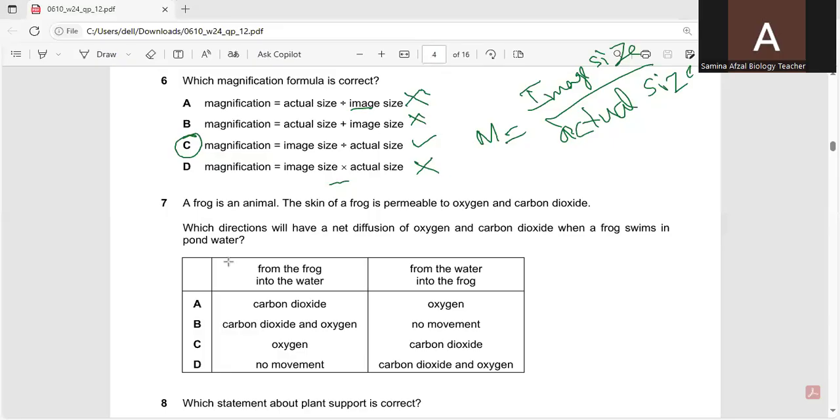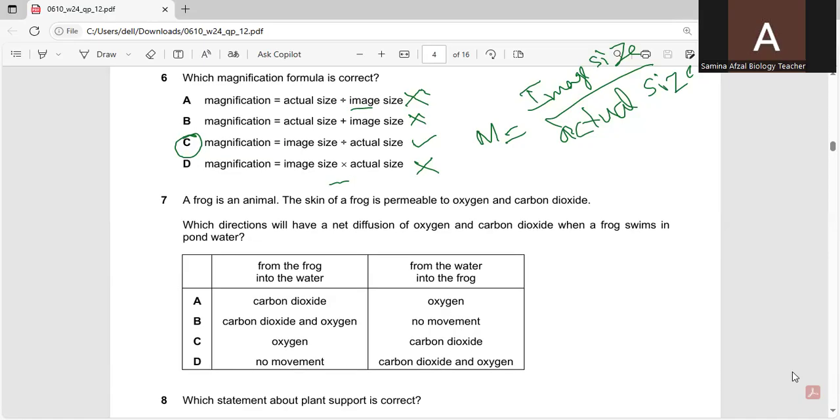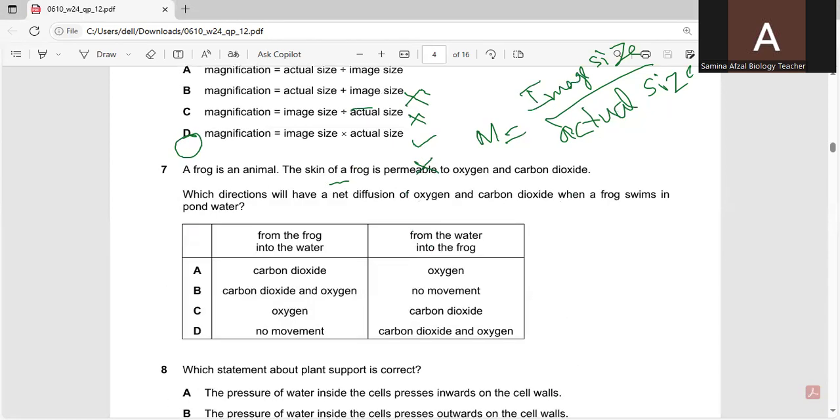The carbon dioxide which will be produced in the frog's body will diffuse out through the skin into the water, whereas the oxygen, which is present in higher concentration in the water, will move into the frog. So you can say the first option is the correct option.